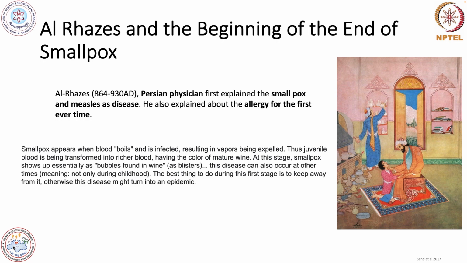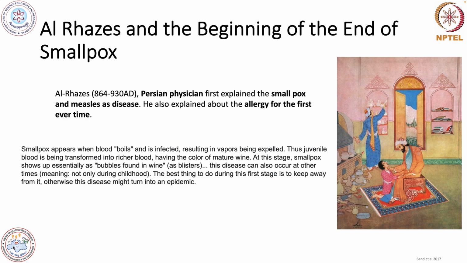Smallpox appears when blood boils and is infected, resulting in vapor being expelled. Thus, juvenile blood is transformed into richer blood, having the color of mature wine. At this stage, smallpox shows up especially as bubbles. You noted in my previous slide that when there is smallpox, there will be big pustules. That is what he explained, showing up essentially as the bubbles found in wine, the blisters or the pustules.